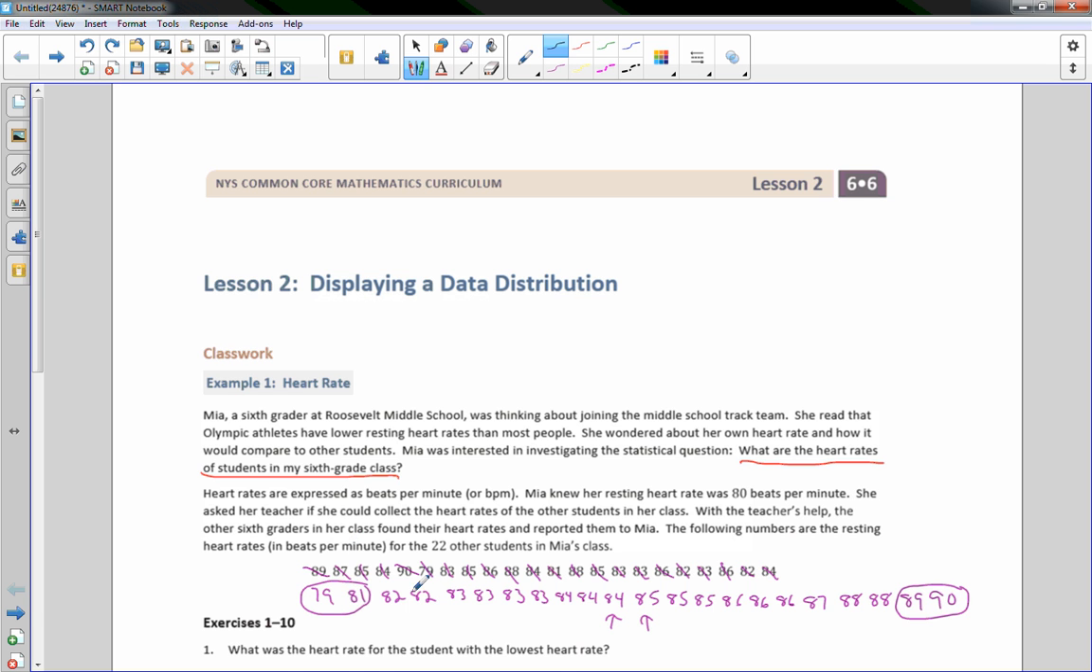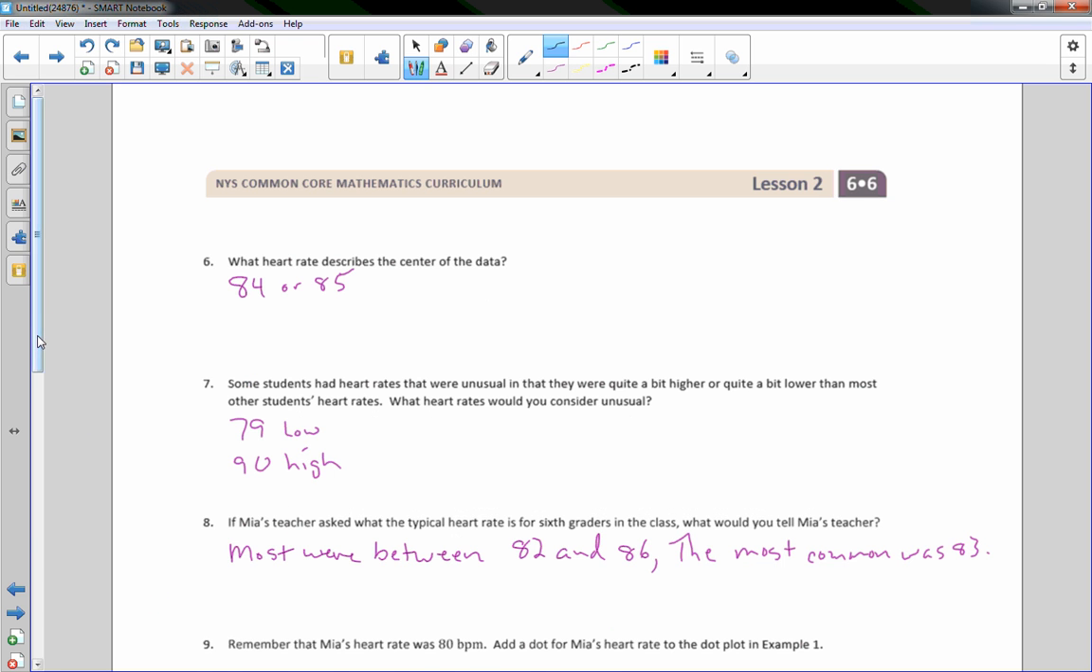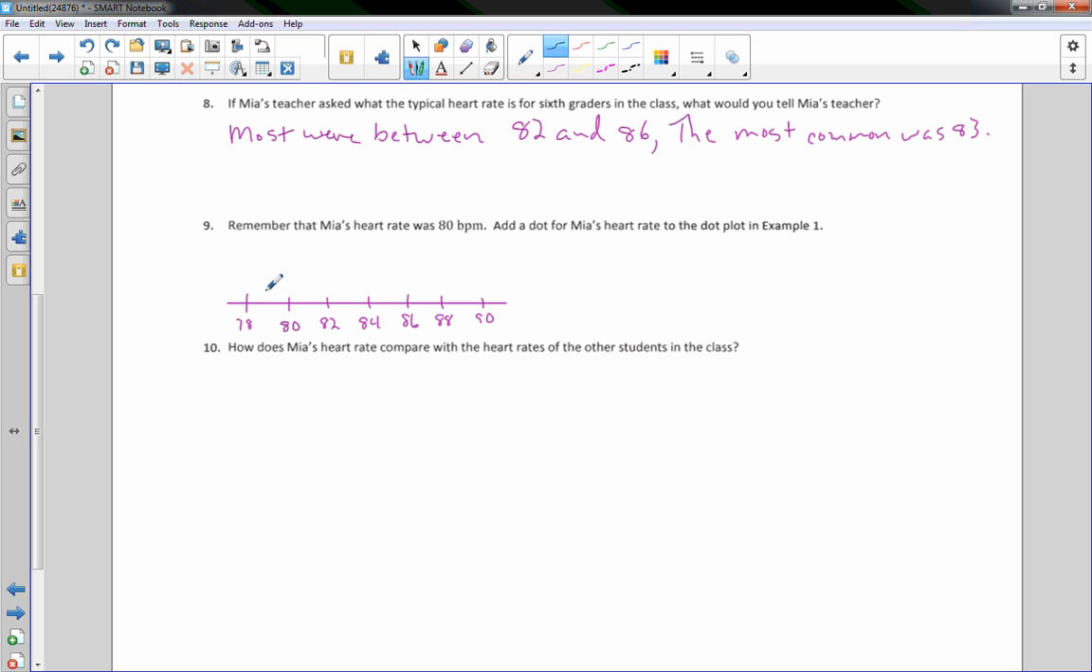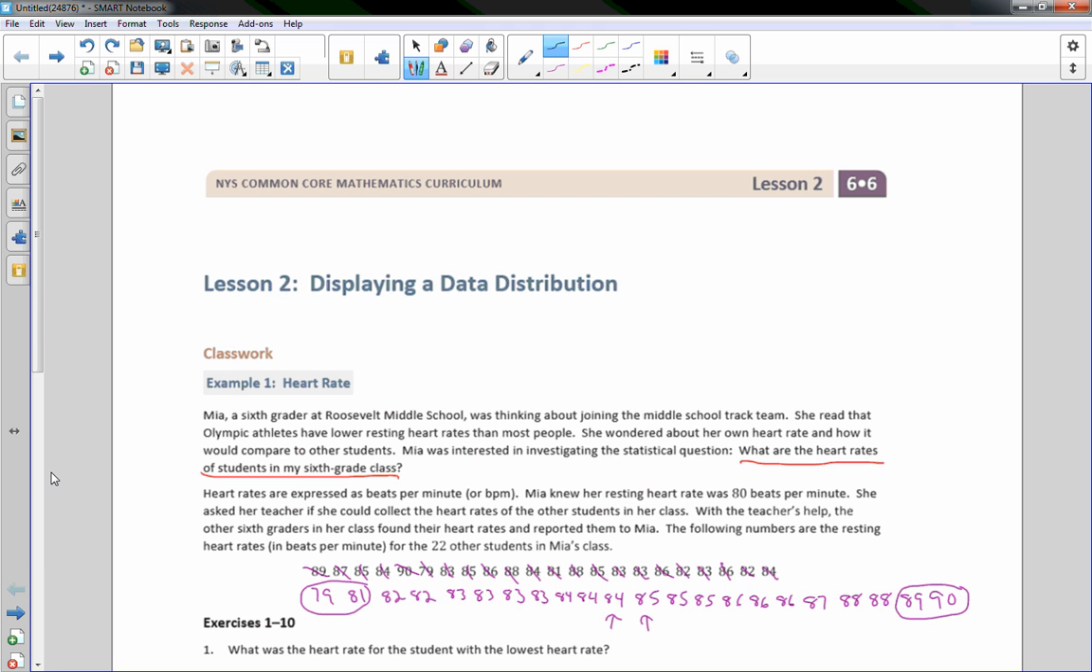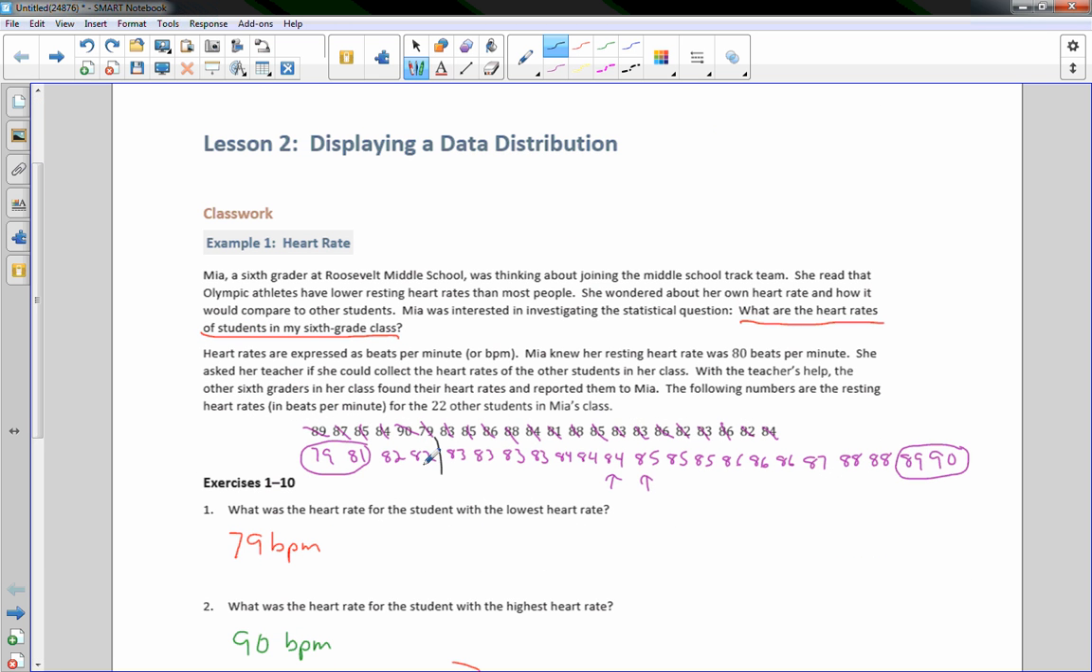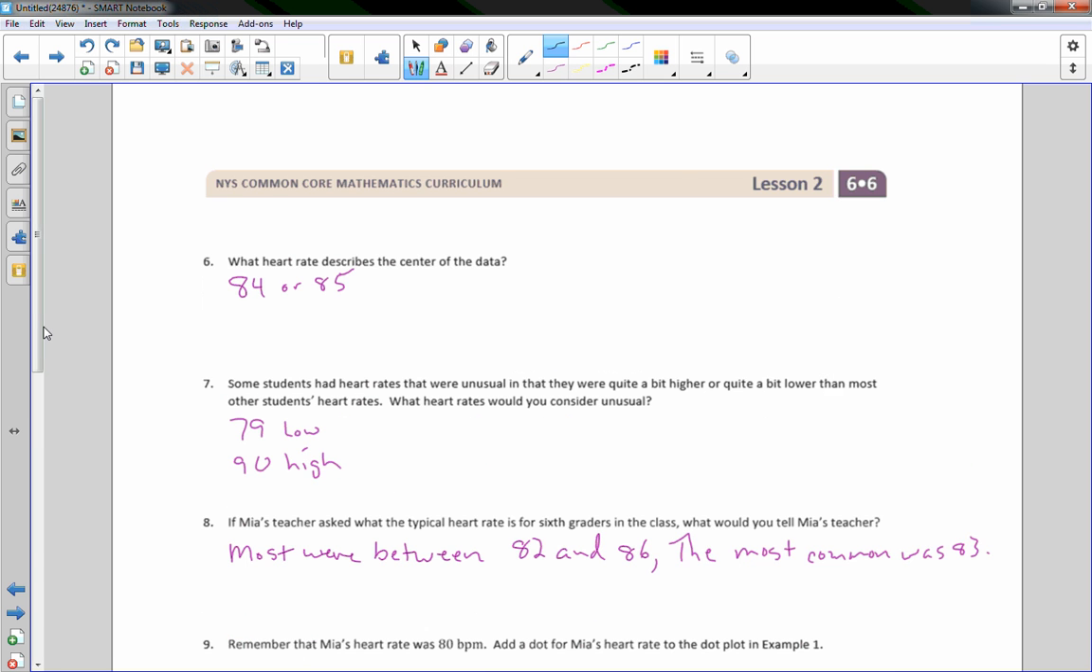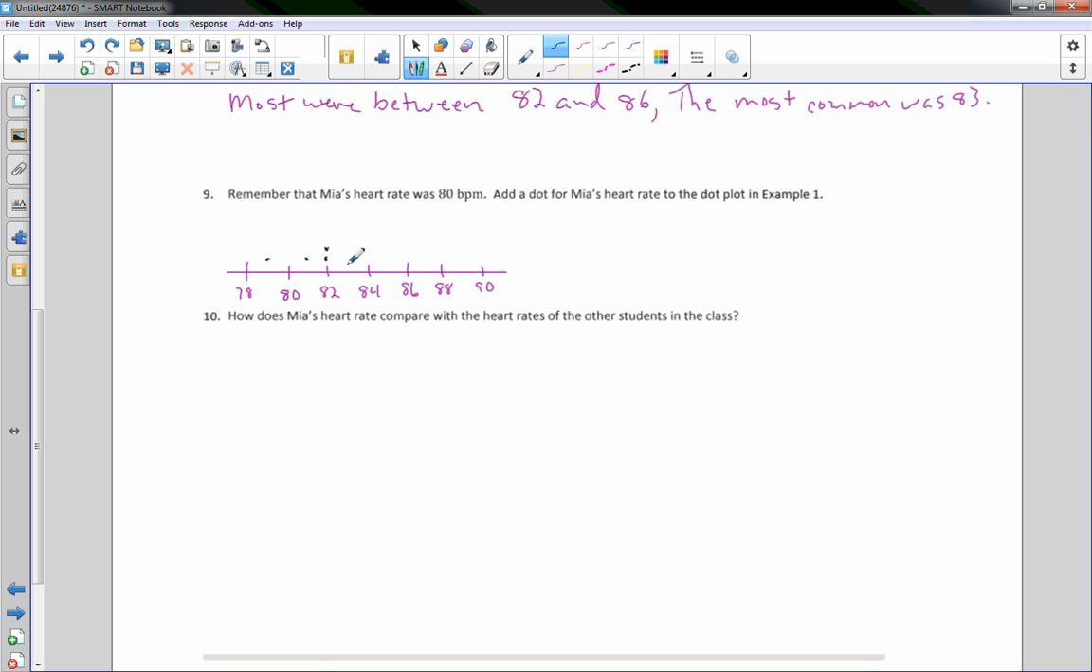79, 81, and 2 82s. So to put a dot on the dot plot, 79 would be here. 81 would be right here. There were 2 82s. So I put one dot here and one dot here. Okay. Let me go back and look. Now we're up to 82. Then we have 4 83s and 3 84s. So 4 83s. 1, 2, 3, 4. 3 84s. Okay.